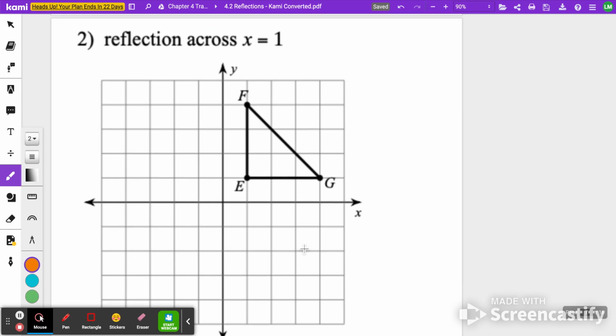Let's see if you can try the next one. Reflect across x equals 1. So here is your x-axis. Find out where x is equal to 1 and then reflect the image. Pause the video while you try it first. All right, hopefully you've gotten a chance to try this one.